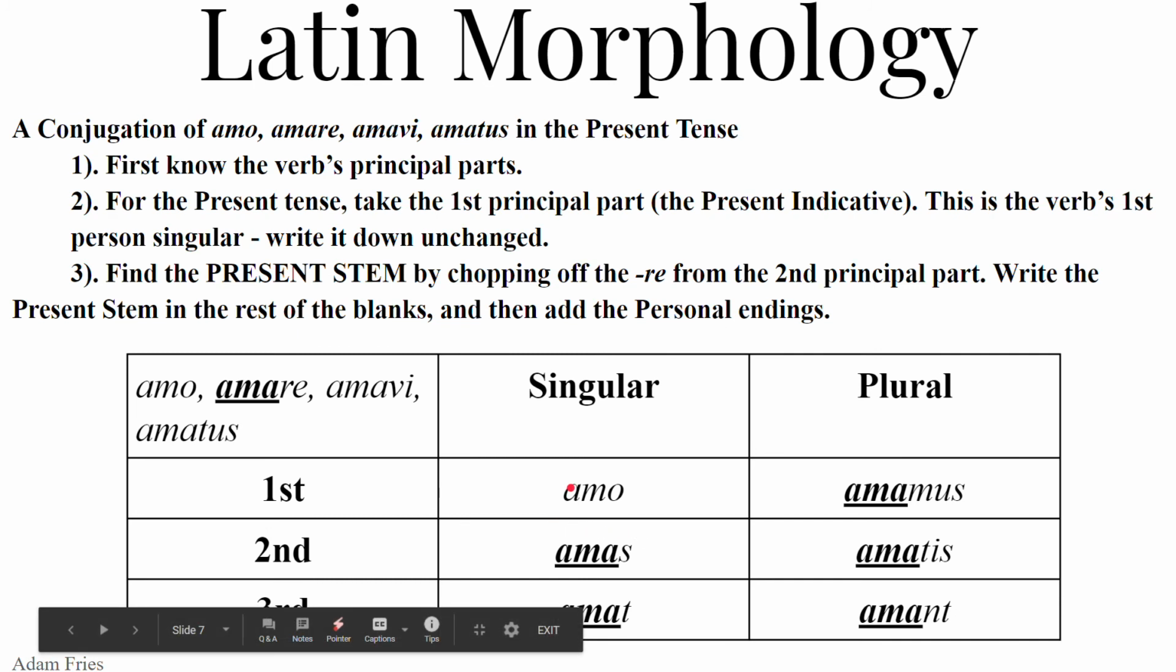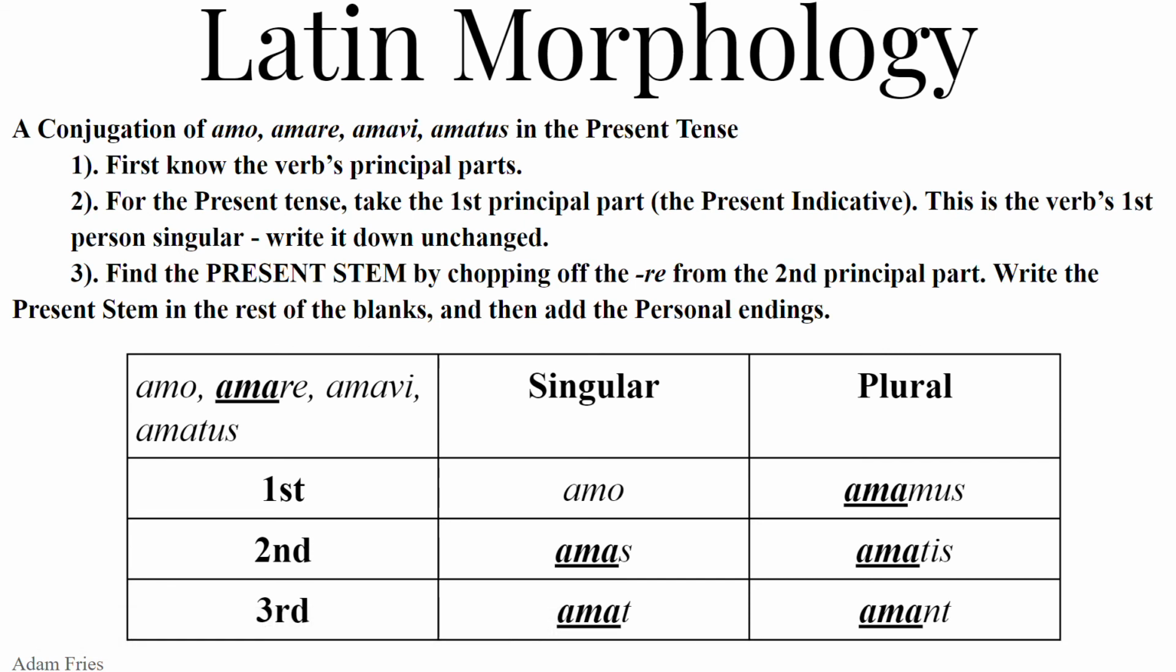Remember that Latin lacks progressive and emphatic forms of the present tense. So amo can also mean, besides I love, I am loving, the progressive form, or I do love, the emphatic. Remember that amas could also mean, besides you love, you are loving, you do love. And amat could mean, besides he, she, or it loves, he, she, or it is loving, he, she, or it does love.